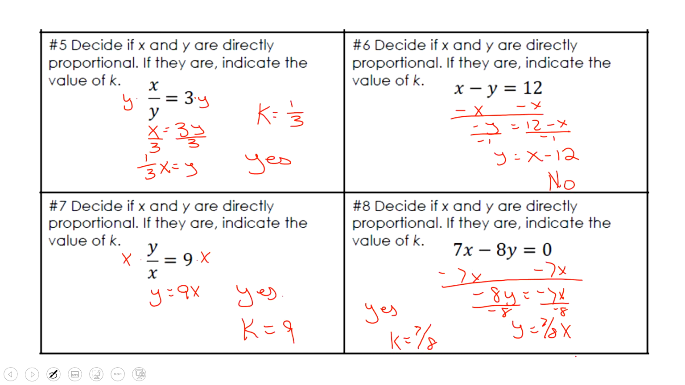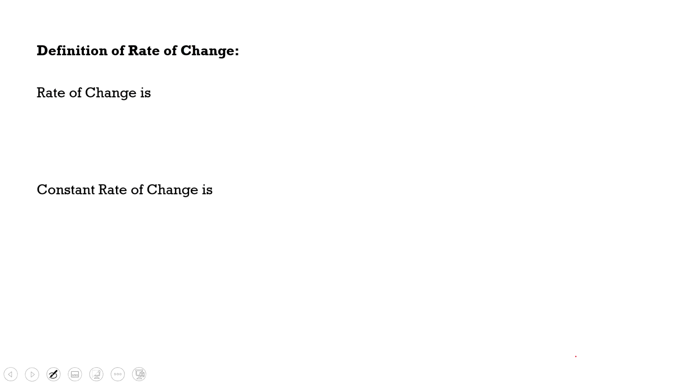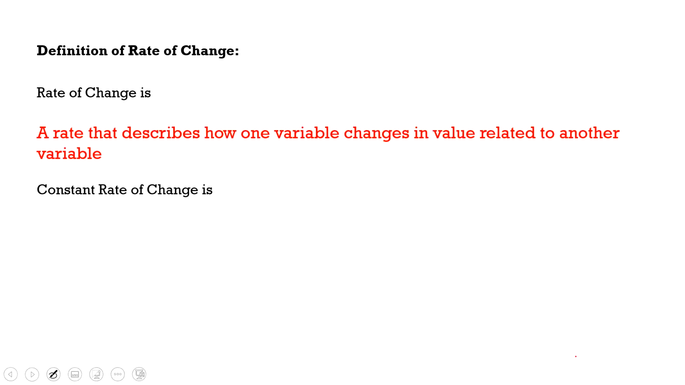Okay, going to move on a little bit here. Talk about rates of change, which again, it's just a different word for slope. All we're doing is just calculating slope again. So rate of change is a rate that describes how one variable changes in value related to another. Pretty simple. A constant rate of change is a rate of change that is constant for all values of x. So it's not changing as we move up.